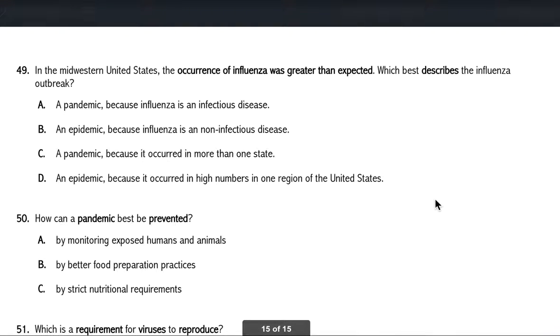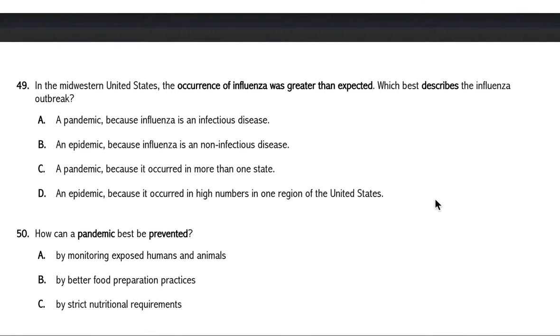Question 49. In the Midwestern United States, the occurrence of influenza was greater than expected. Which best describes the influenza outbreak? A. A pandemic because influenza is an infectious disease. B. An epidemic because influenza is a non-infectious disease. C. A pandemic because it occurred in more than one state. D. An epidemic because it occurred in high numbers in one region of the United States.